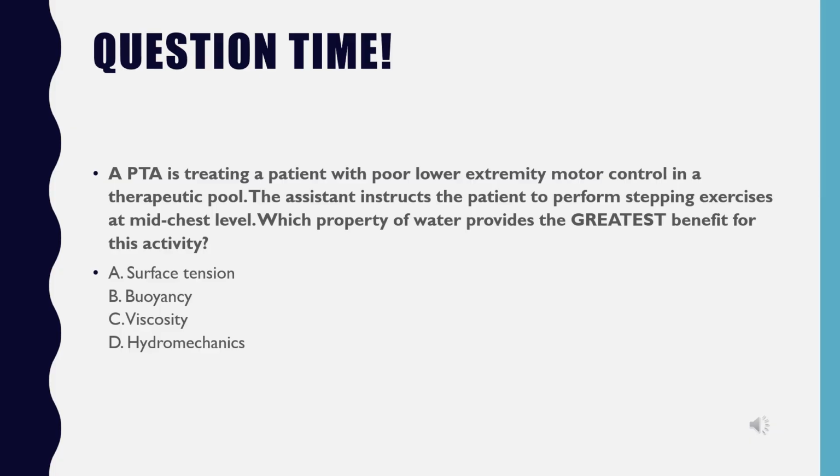All right, question time. A PTA is treating a patient with poor lower extremity motor control in a therapeutic pool. The assistant instructs the patient to perform stepping exercises at mid-chest level. Which property of water provides the greatest benefit for this activity? A, surface tension; B, buoyancy; C, viscosity; D, hydromechanics. Pause now to read and think.